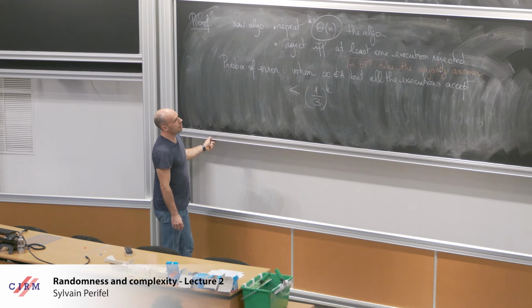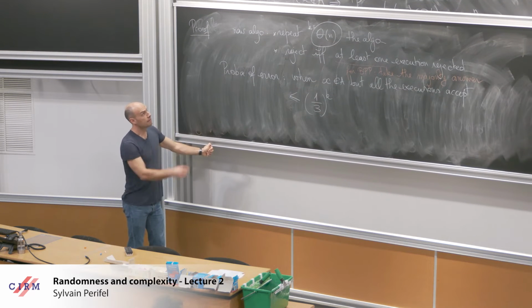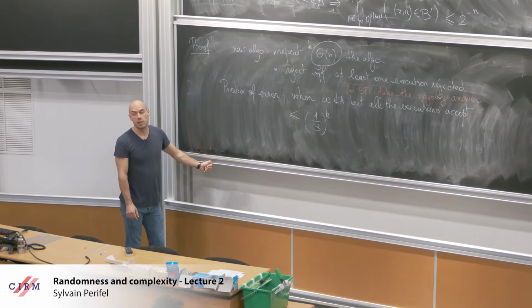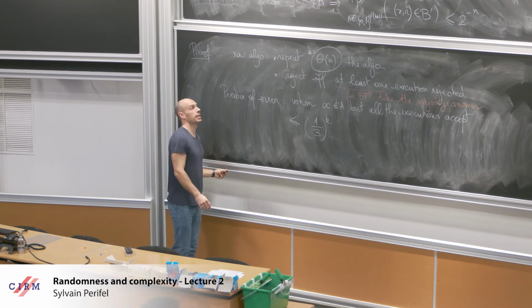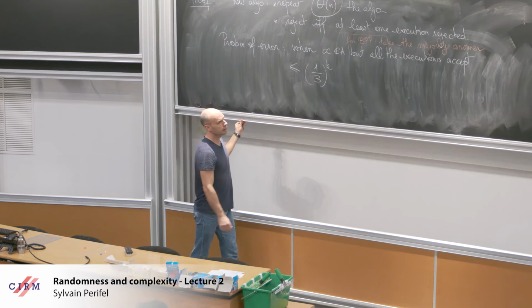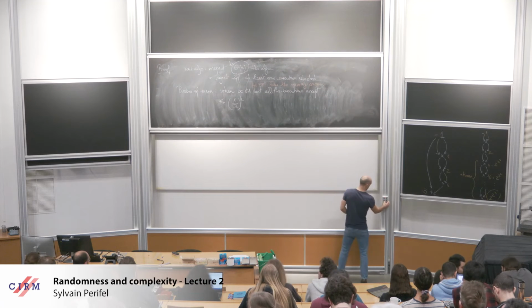Good. So now I just want to explain what is the link of this with Boolean circuits. So this will be just an overview of what are the links between the two. And then we'll turn to Kolmogorov complexity quickly.